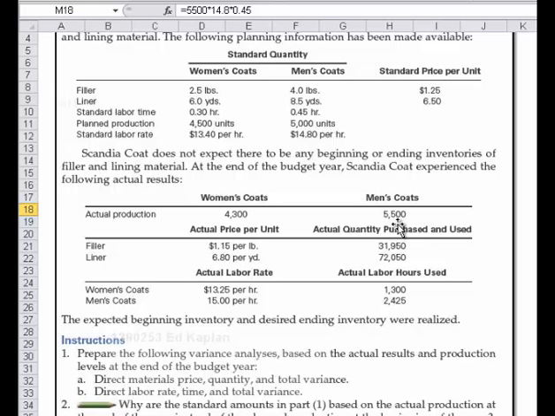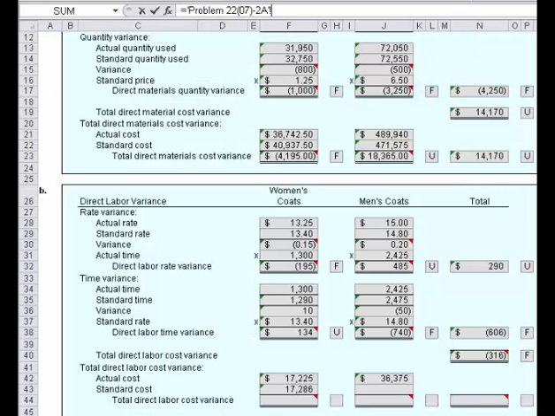And then we do the same thing with the men's coats. 5,500 units, and again, I probably should have multiplied it times the 0.45 hours next to come up with the total hours used, and then multiply it times 14.80, right, I said that correctly, I got myself confused here, times 14.80, the standard rate, and we wind up with the standard cost that we would have expected for this level of production. And we jot that in right there.